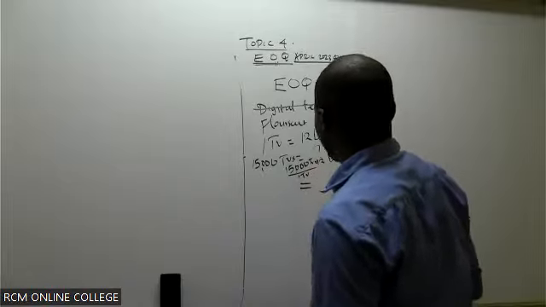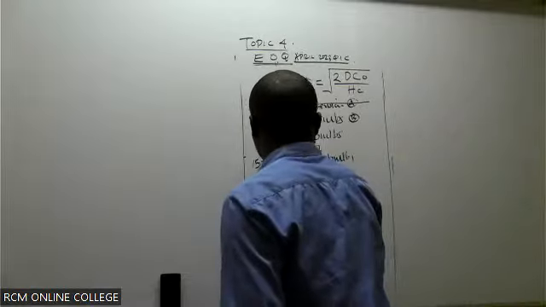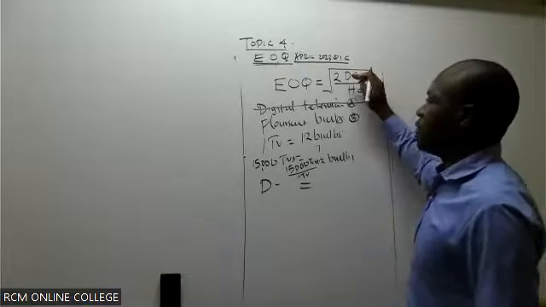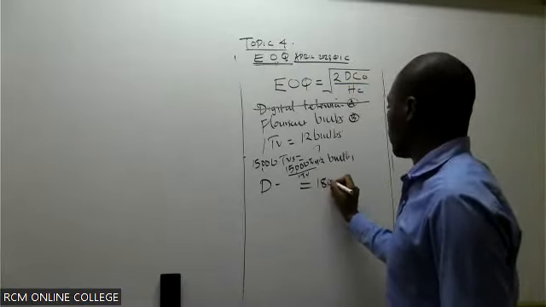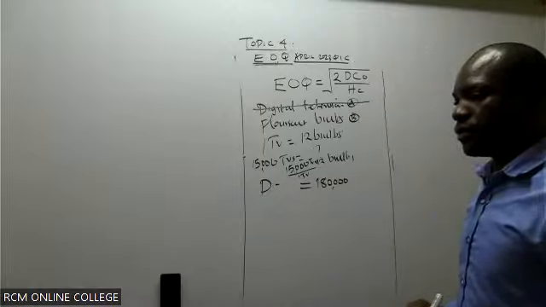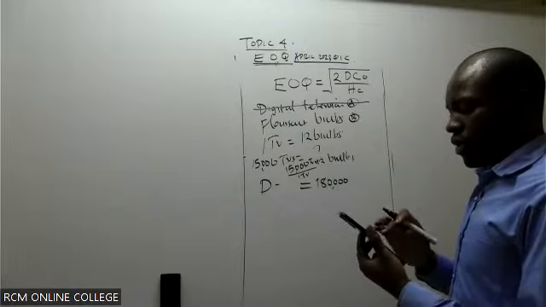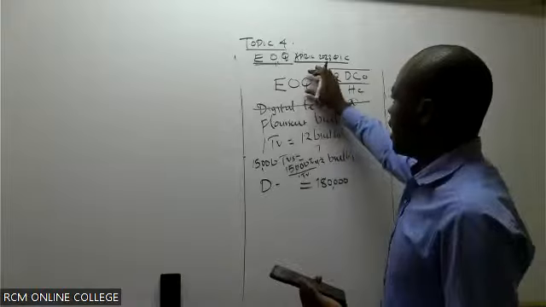So total number of bulbs for the entire year, that is what we call D. That is what we call D in our formula. Annual demand is equivalent to 180,000. Good. Then, do we have any other thing that is here within the model?